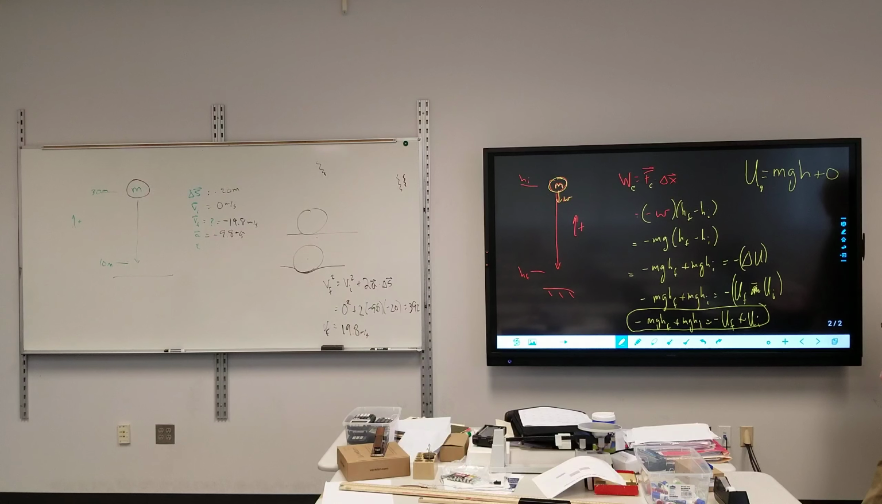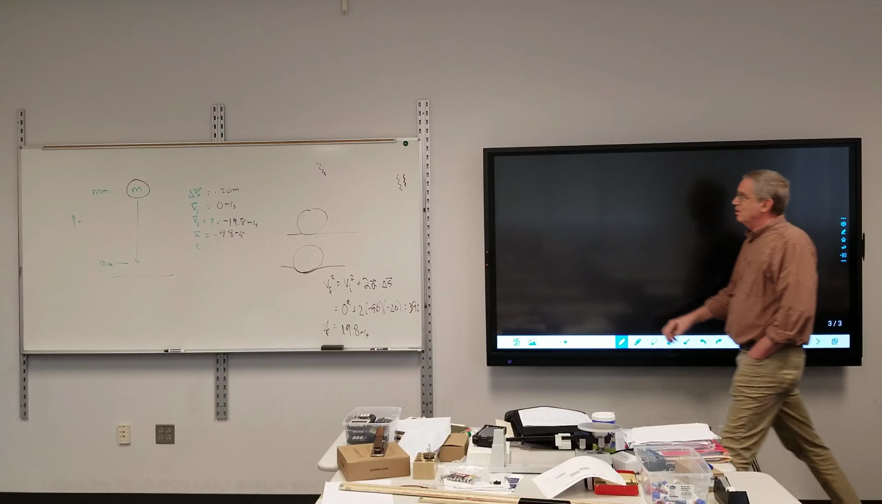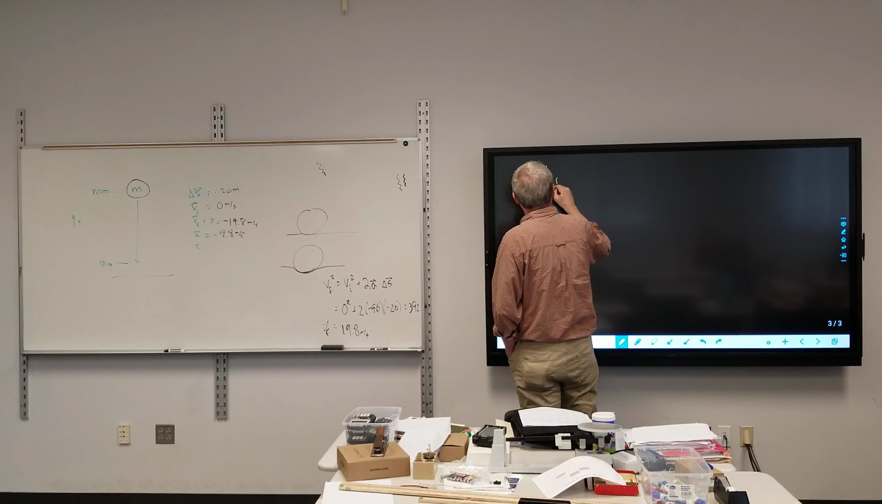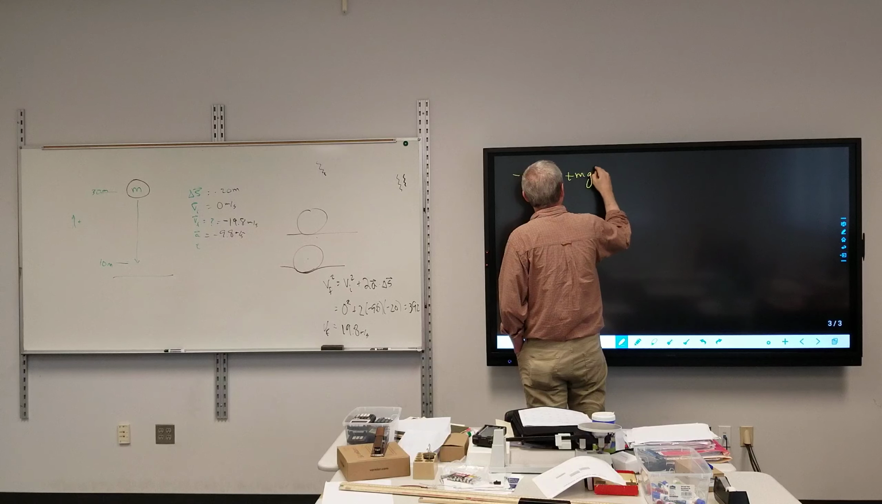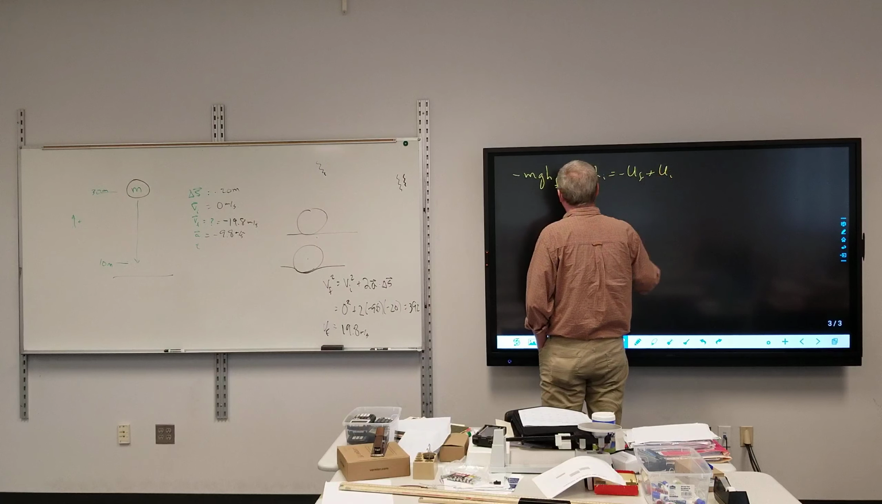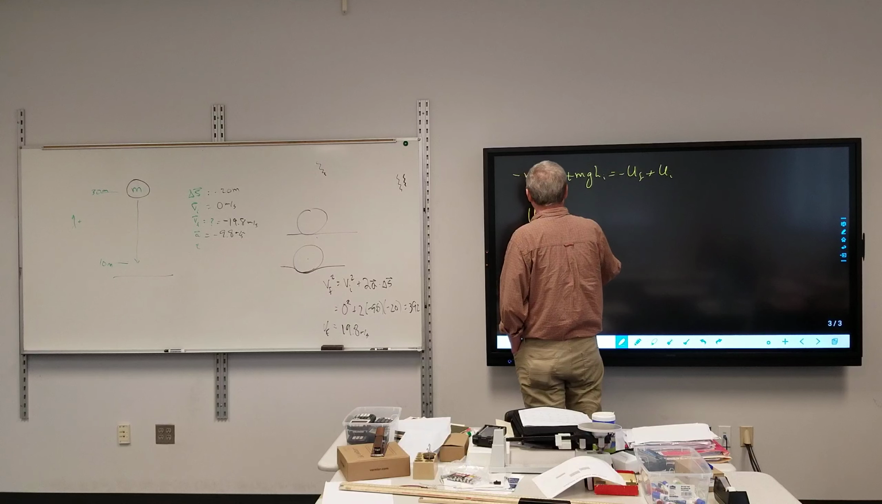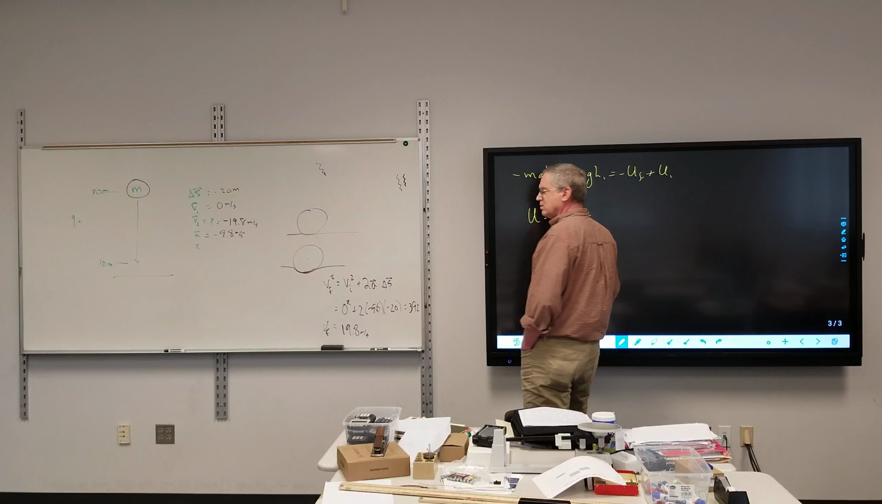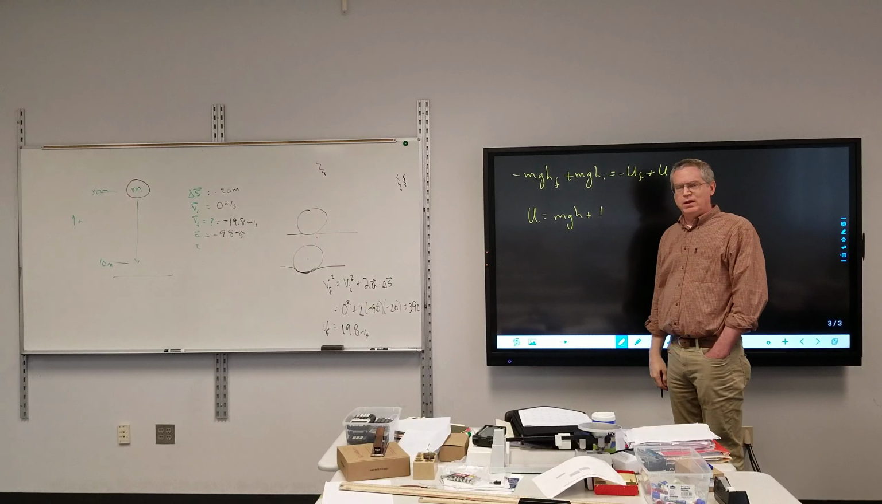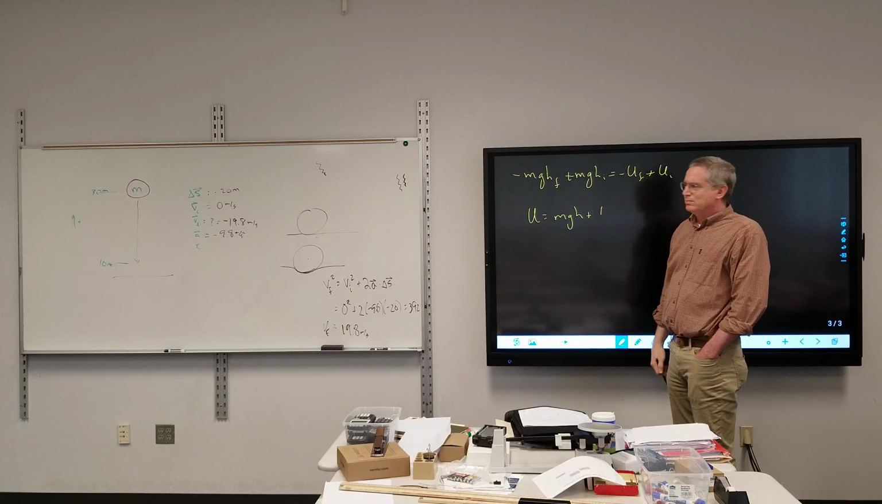Yeah. If we did a number, that would make a difference. If I did another number, it would make a difference. Plus K. So I have negative MGH final plus MGH initial equals negative UF plus UI. And if I let U equal MGH plus something other than 0, we'll just say 1. Let's see if it works.